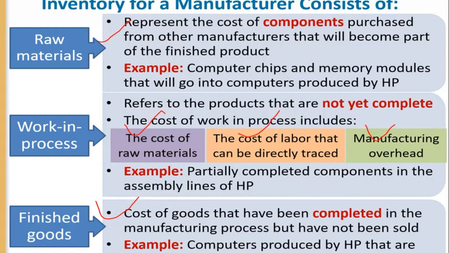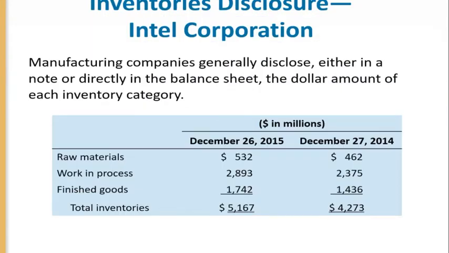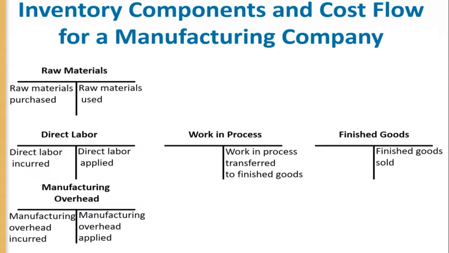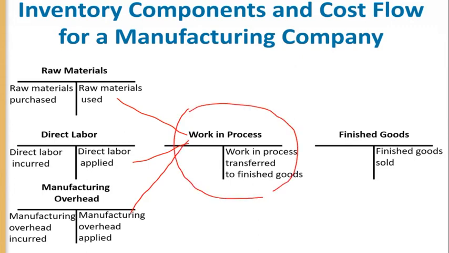And in the manufacturing company's balance sheet, the three types of inventories are shown as the raw materials, work in process, and the finished goods. This is how they report the inventories in their financial statements. And let's see the cost flow for a manufacturing company. As we can see, the raw materials, then direct labor and manufacturing overheads, go to the work in process, and finally work in process is converted into finished goods.